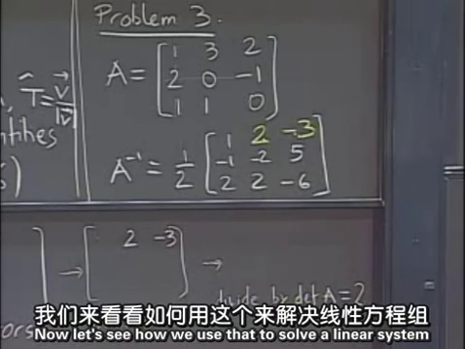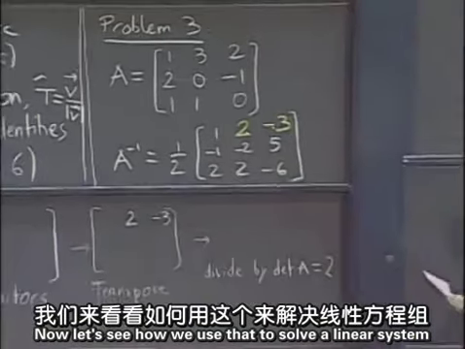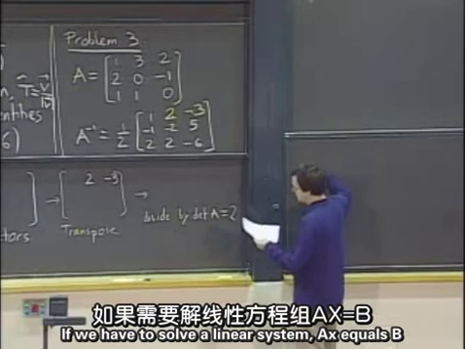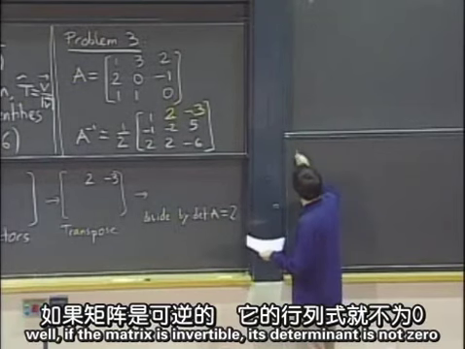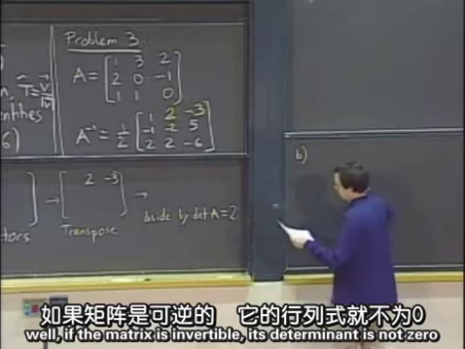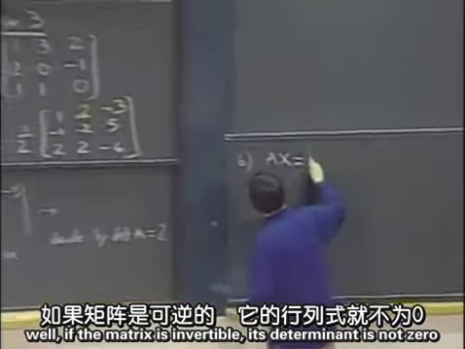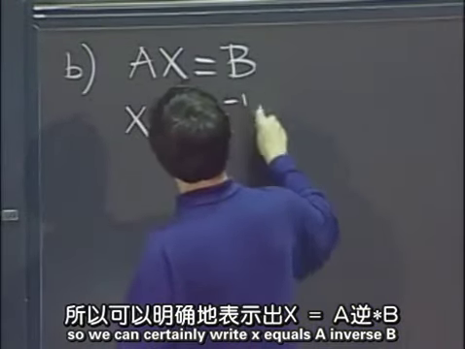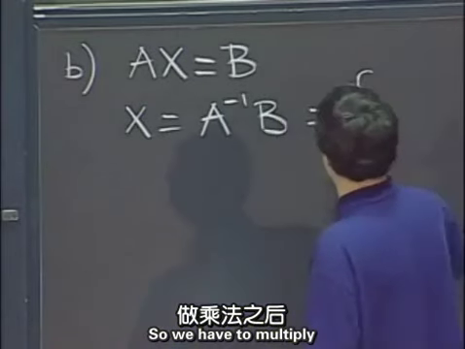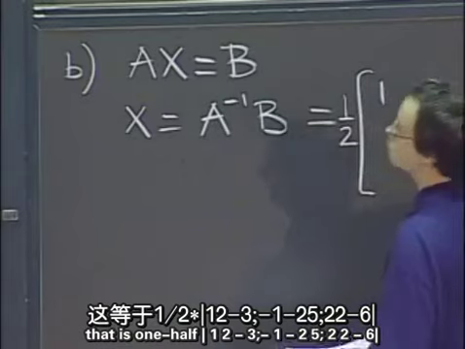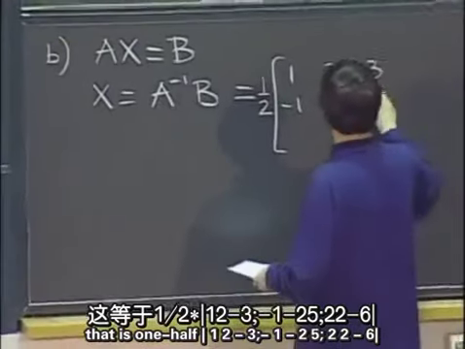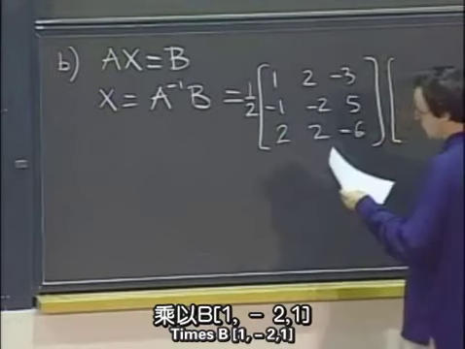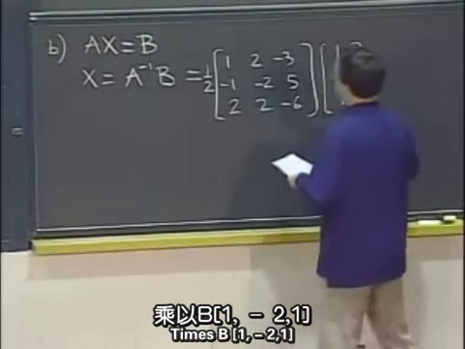Now, let's see how we use that to solve a linear system. If we have to solve a linear system AX equals B, well, the matrix is invertible. The determinant is not 0, so we can certainly write X equals A inverse B. So we have to multiply that 1/2, [1, 2, negative 3; minus 1, minus 2, 5; 2, 2, minus 6] times B, which is 1, negative 2, 1.